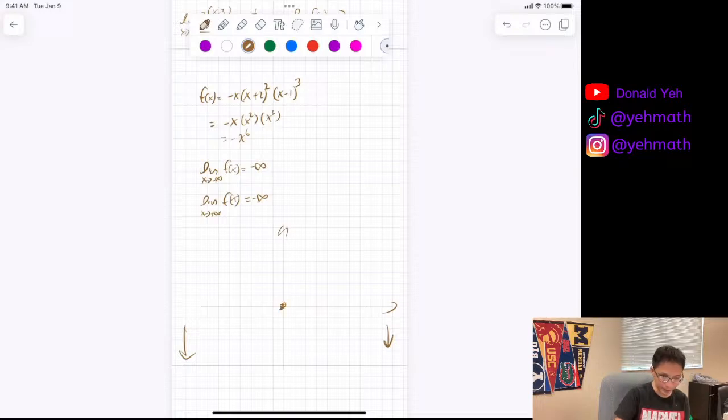What else? Negative 2 and 1. What happened at negative 2? What kind of multiplicity is it? So what kind of graph is that? It's a bounce. Good. What happened at x equals 1? It goes straight through. Good. And what happened here? That would be the graph.